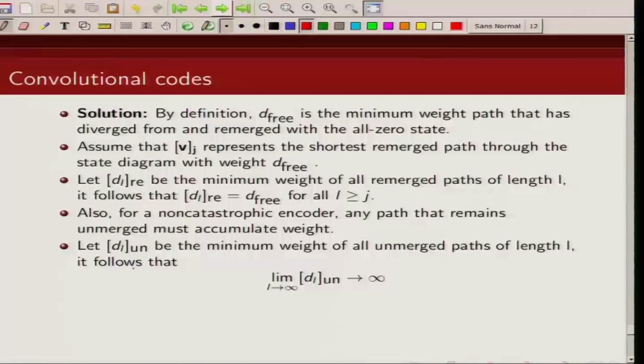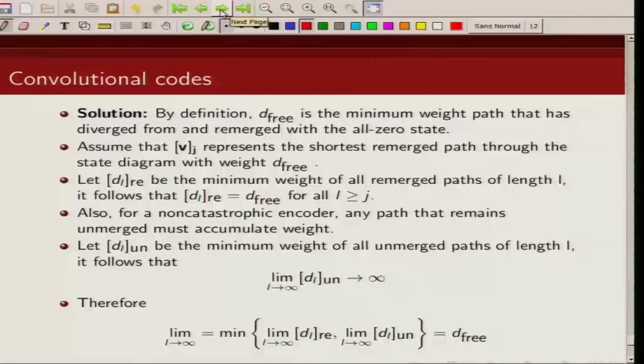So, what is going to happen? If we look at the column distance for unmerged paths, then as L tends to infinity, this distance will also grow. This also goes to infinity, because it is a non-catastrophic encoder. So, what we have shown is, for L greater than j, for all re-merged paths, this column distance function is d free, and for unmerged paths, this is going to be infinity as L goes to infinity.